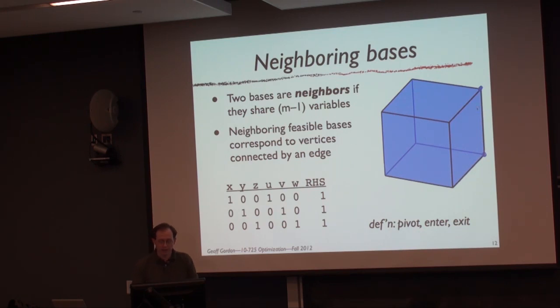So in the usual case, neighboring bases correspond to neighboring vertices, zero faces of our feasible region. And what we just did, take one variable out of the basis and put another one in, move to a neighboring basis, that's called pivoting. In this particular case, z was the exiting variable. It came out of our basis. And w was the entering variable. It went into our basis. Okay?